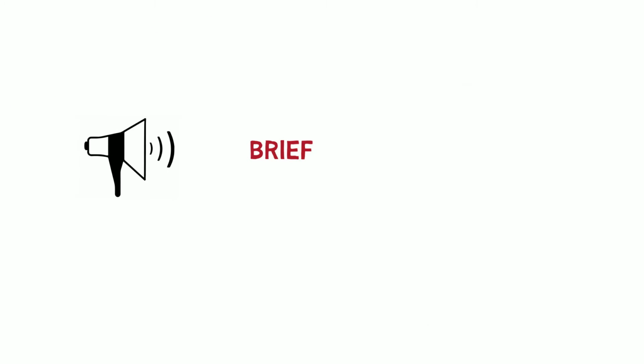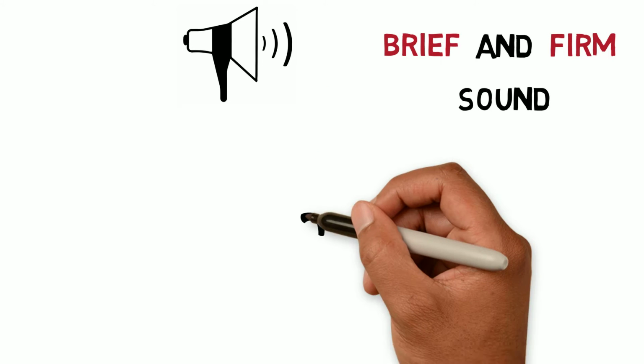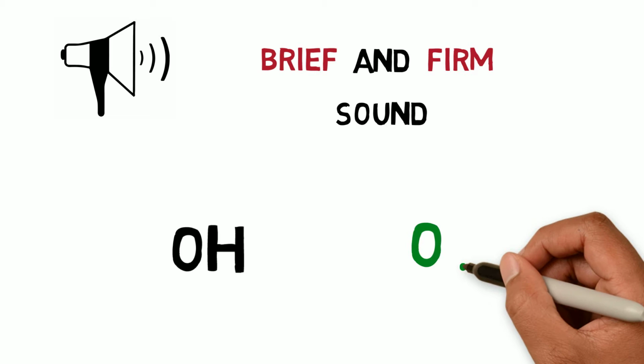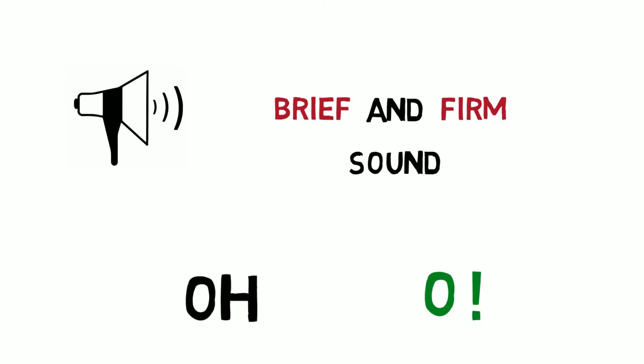Now the Creole vowel O is a brief and firm sound. You see, in English, it is pronounced as O, but in Creole, it is pronounced as O. Again, it's a brief and firm sound.